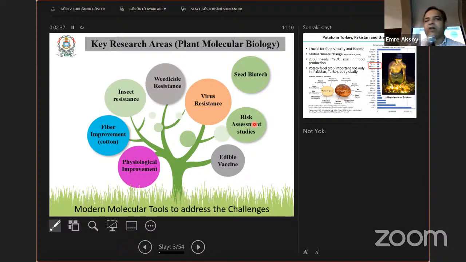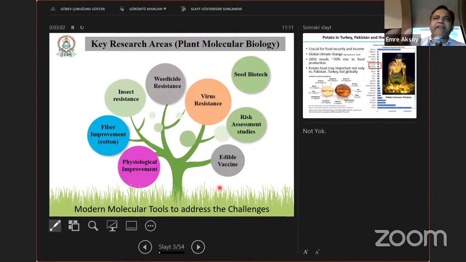Basically, one of the group's purposes is to improve the physiological traits in plants, especially in cotton. And why am I saying cotton? Cotton is the major crop and the soul of the textile industry in Pakistan. So we are also working on the fiber improvement of this crop.